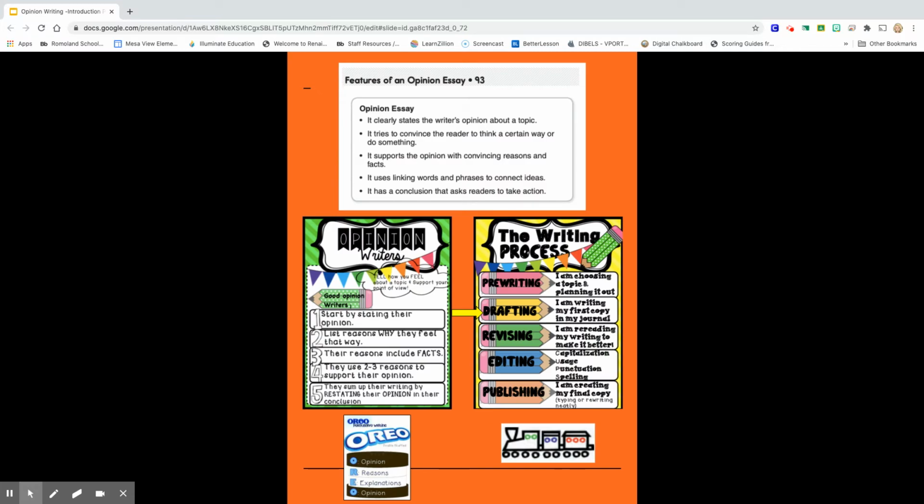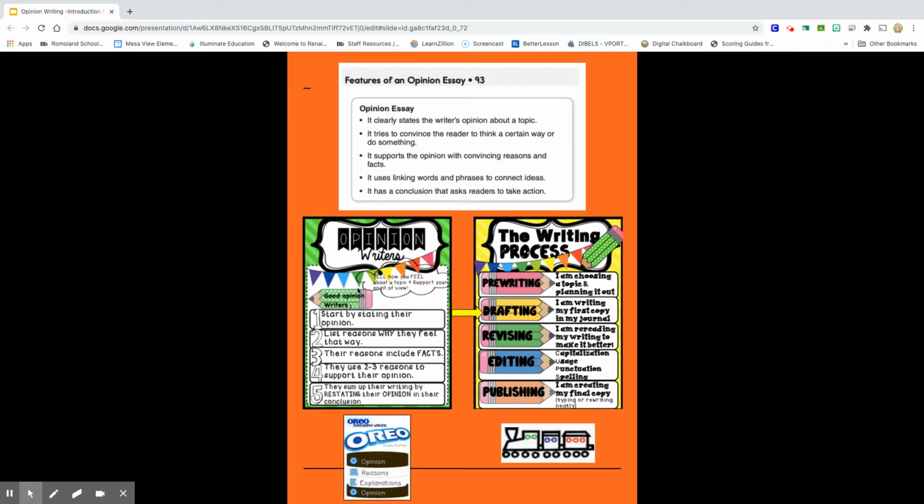So, we know that an opinion clearly states a writer's opinion about a topic. It convinces the reader to think a certain way or do something. We support our opinion with convincing reasons and facts. We're going to use linking words and phrases to connect our ideas. And we want to make sure we have a conclusion that will ask the reader to take action or a conclusion that reminds the reader of what our opinion is.